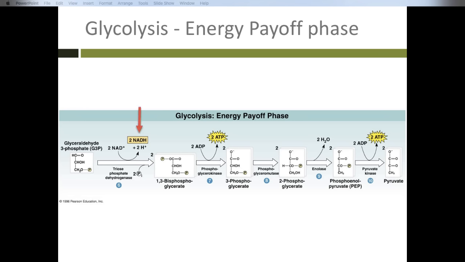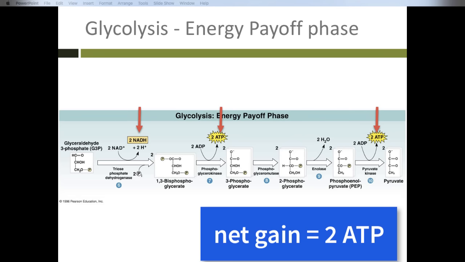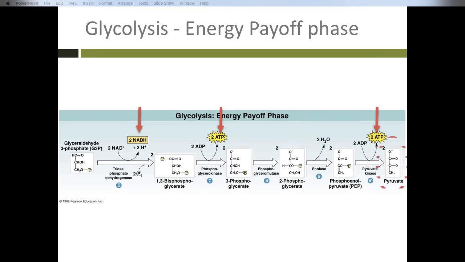Since we have 2 of the 3 carbon molecules, that means we get a net production of 2 NADH, 1 from each 3 carbon molecule. We also get to harvest 2 ATP here and here. But remember, we had to put in 2 ATP to light the fire under this reaction, so our net gain is only 2 ATP.